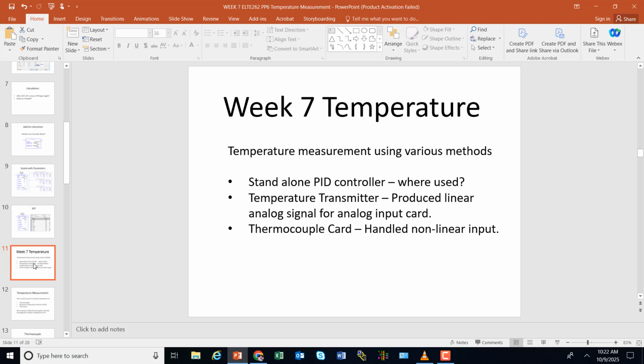I kind of blast through this a little bit. There's a lot of reading online that you want to take a look at. But we're going to do a lot of temperature. We're going to do a few different ways to measure temperature. So we're going to start with a standalone PID controller. And these are what you can buy online. They're really cheap, like 20 bucks.